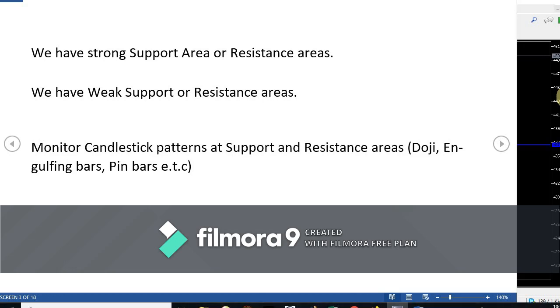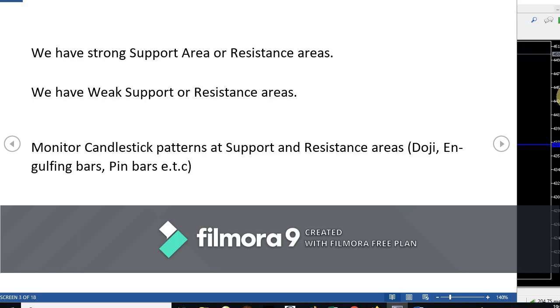These levels are called strong support or resistance levels because price will tend to meet them and then react to them on more than two or three occasions, or multiple times. And we also have weak support and resistance areas. Price will meet these areas and test them again, then break such areas because they are weak. They are not as strong as the strong support or strong resistance areas.